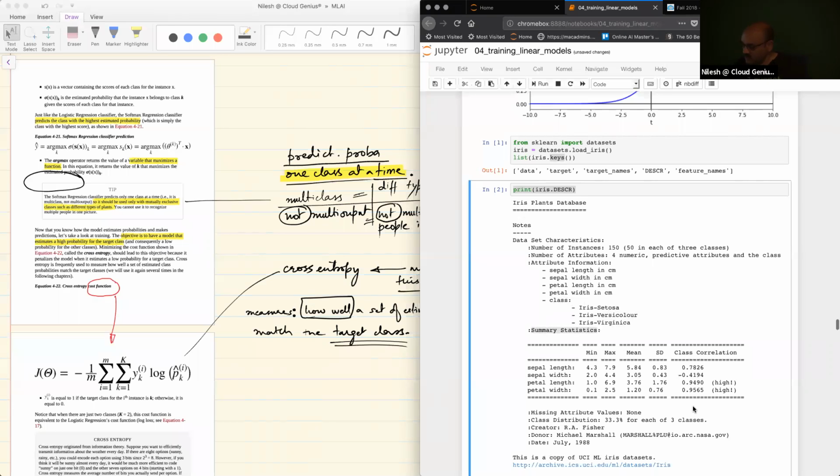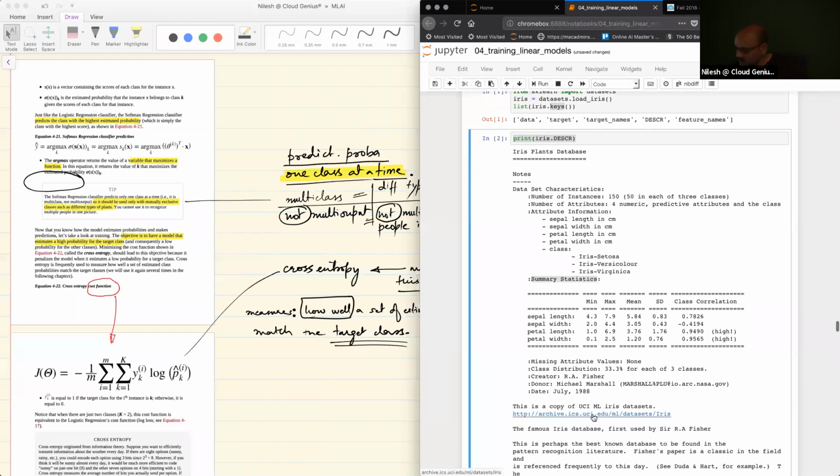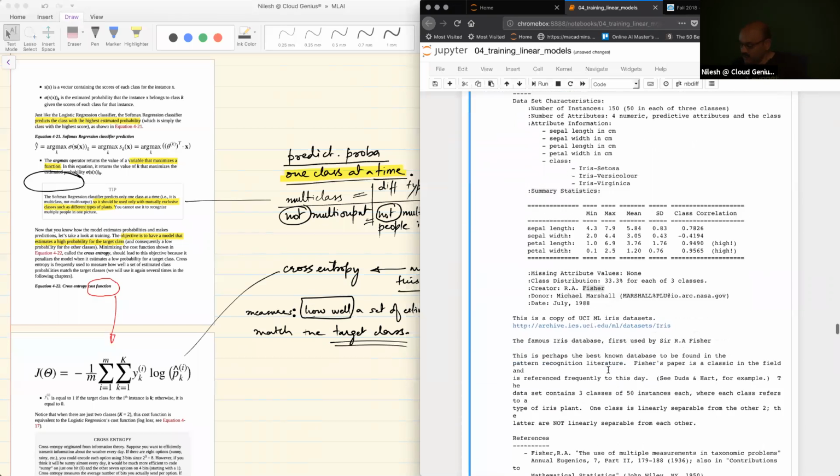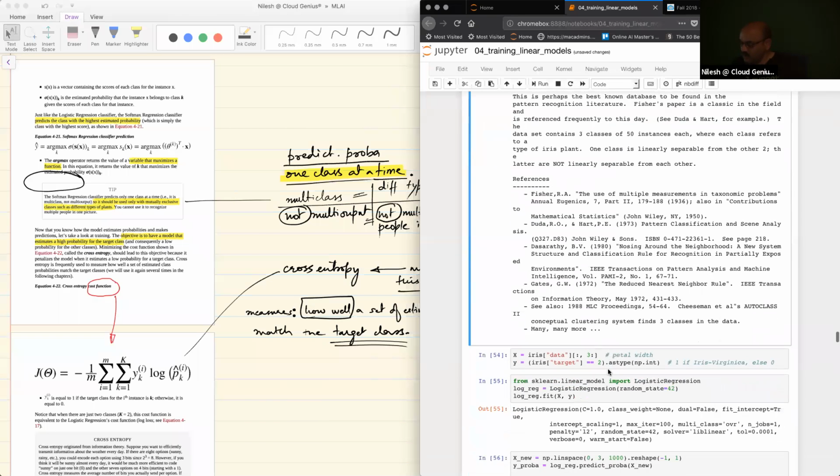This database is available from a university, I don't know what that UCI EDU is, some university. And the person who donated it is from NASA. It was originally created, I think, by R.A. Fisher. You can find details on Wikipedia. But let's go read on what the next steps are.